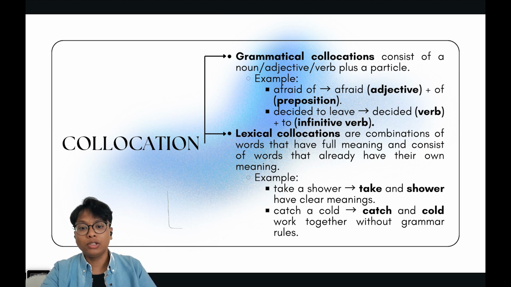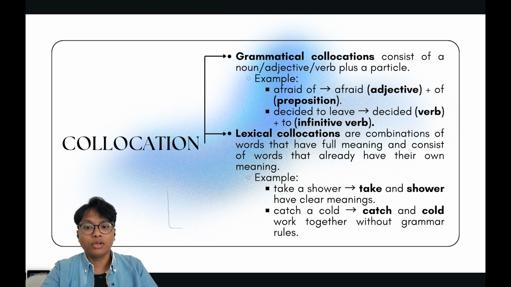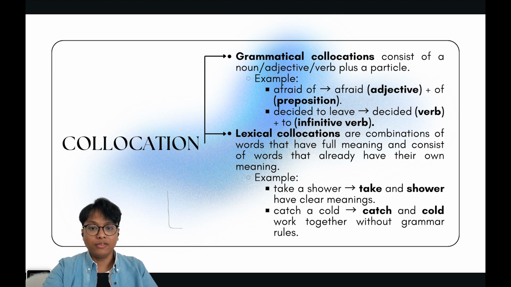Collocation is also divided into two. The first one is grammatical collocation, consisting of a noun, adjective, or verb plus a particle, which is usually a preposition. For example, afraid of. Afraid, which is an adjective, is followed by the preposition of. The second example is decided to live. Decided, which is a verb, is followed by to and an infinitive verb.